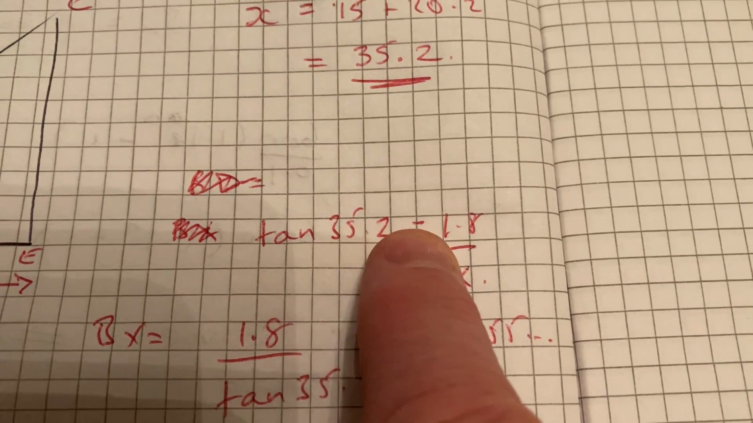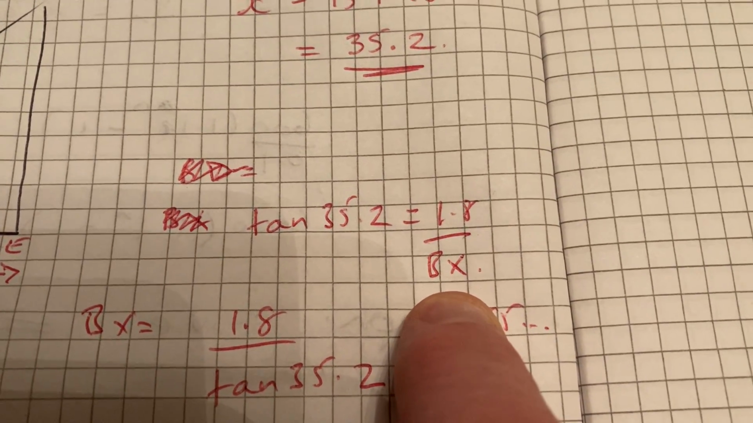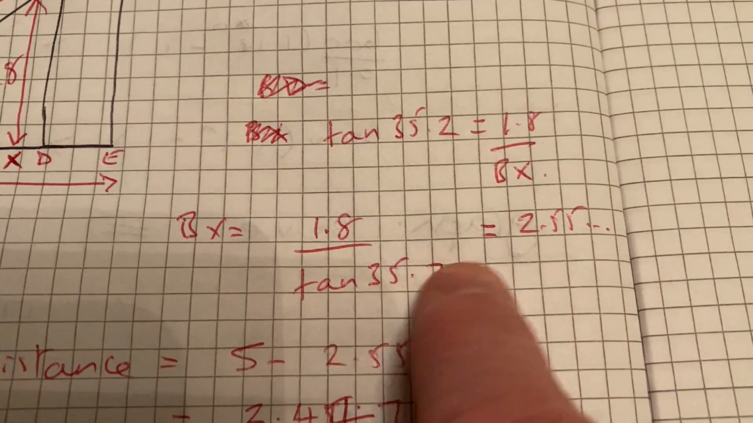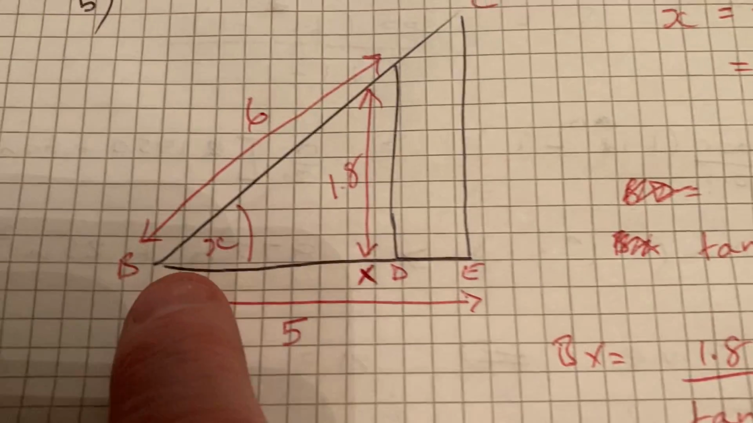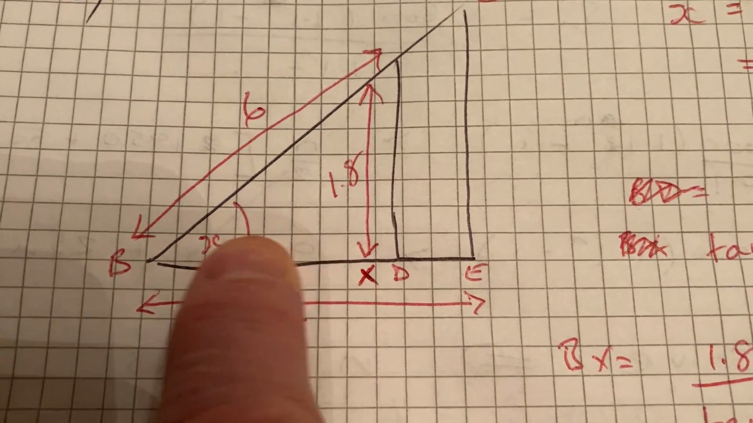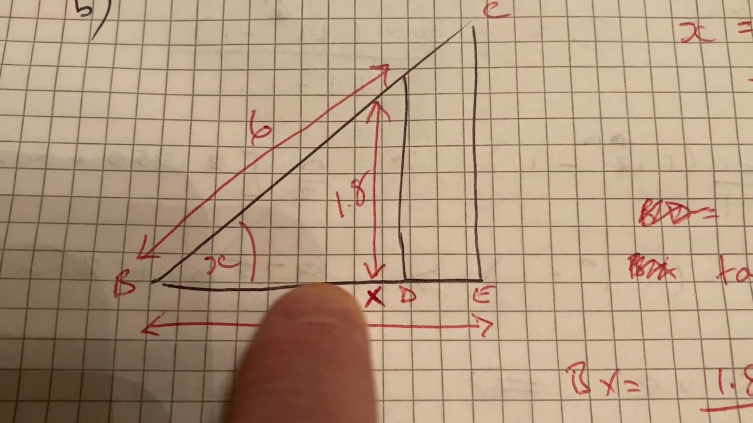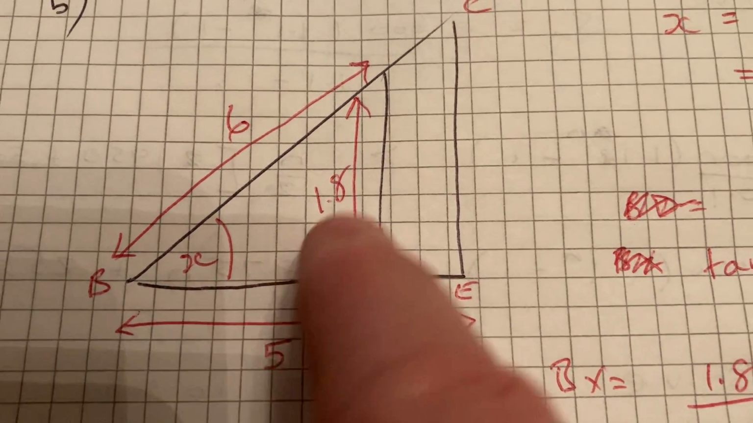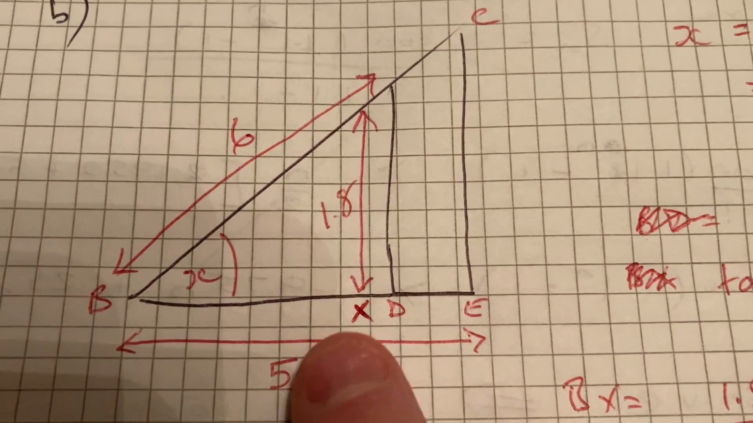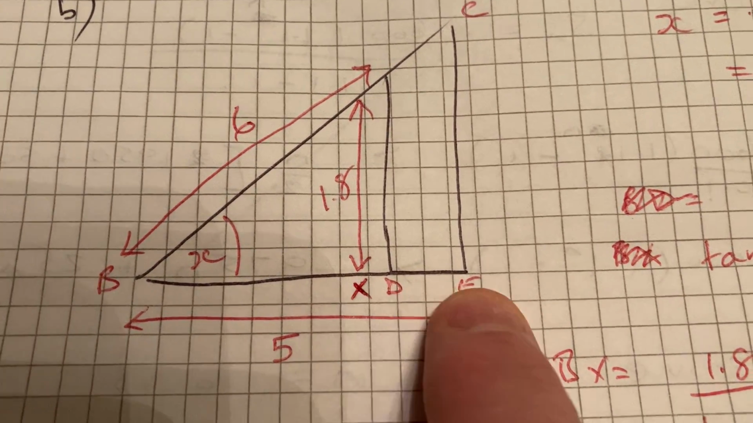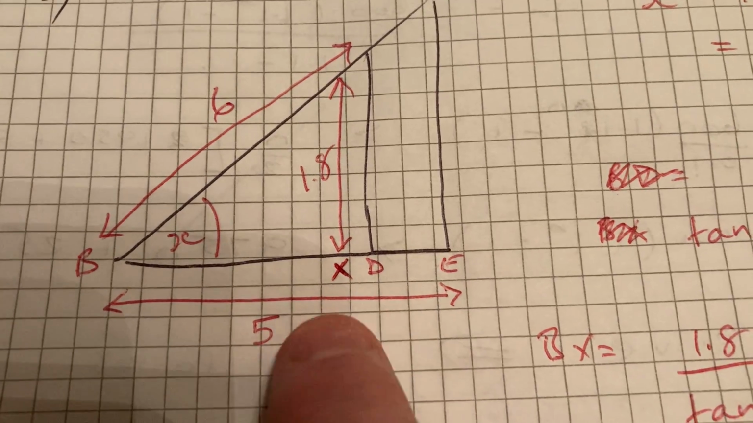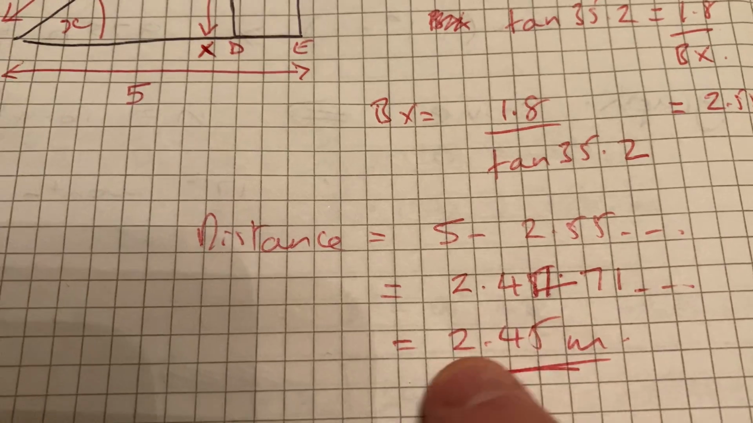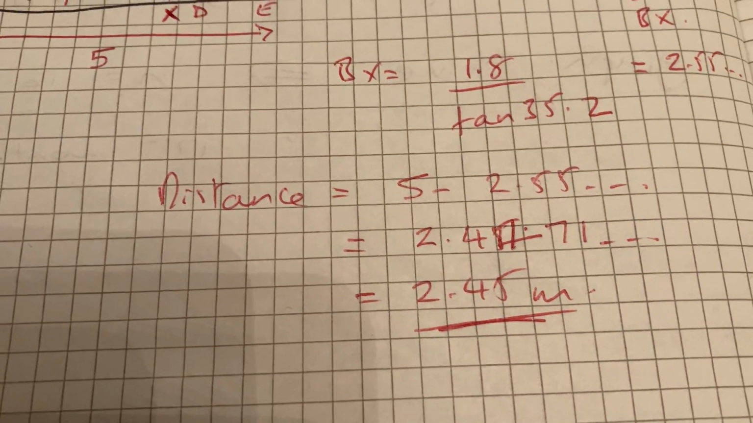Okay, so we set up the equation. Tan of 35.2 is 1.8 over BX, times through by BX, and bring this tan 35 underneath. We can find out that this distance is 2.55 from B to X, 2.55. The question wants to know, though, how far he is from the wall when he approaches that way. So it's actually this distance, that XE, that adds up to make 5 that we want. So if you take 5 and remove 2.55 from it, you end up with 2.45 for your answer.